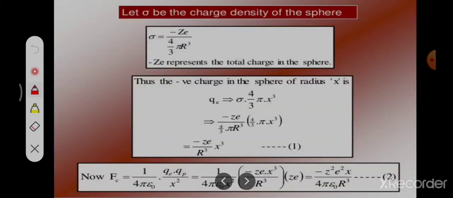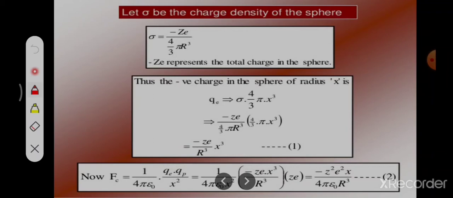Coming to the derivation part, let sigma be the charge density of the sphere. Sigma is equal to minus Z into e divided by 4 by 3 pi R cube. Here minus Ze represents the total charge in the sphere. Thus, the negative charge in the sphere of radius x is QE is equal to sigma into 4 by 3 pi x cube. By substituting the sigma value, we get QE is equal to minus Z into e divided by 4 by 3 pi R cube into 4 by 3 pi x cube. From this, QE is equal to minus Z into e divided by capital R cube into x cube. Consider it as first equation.